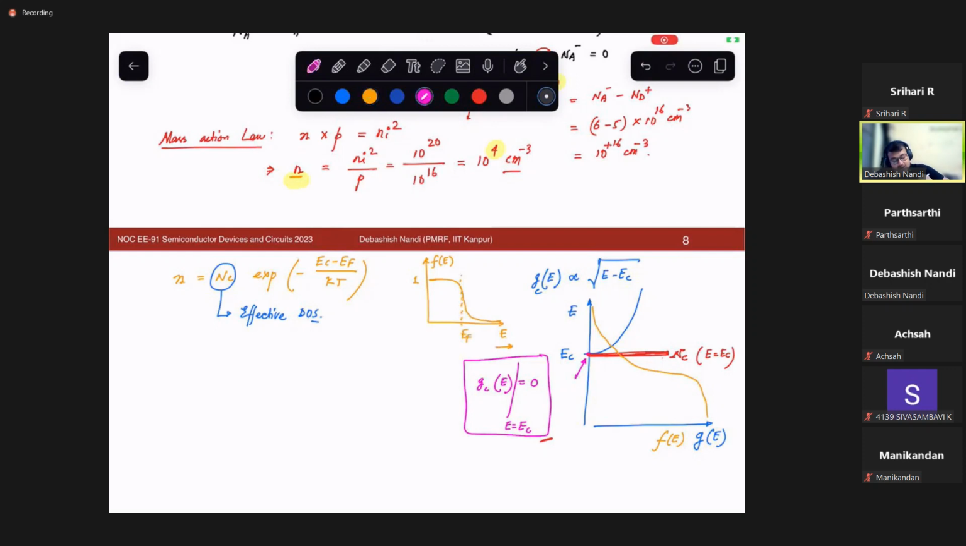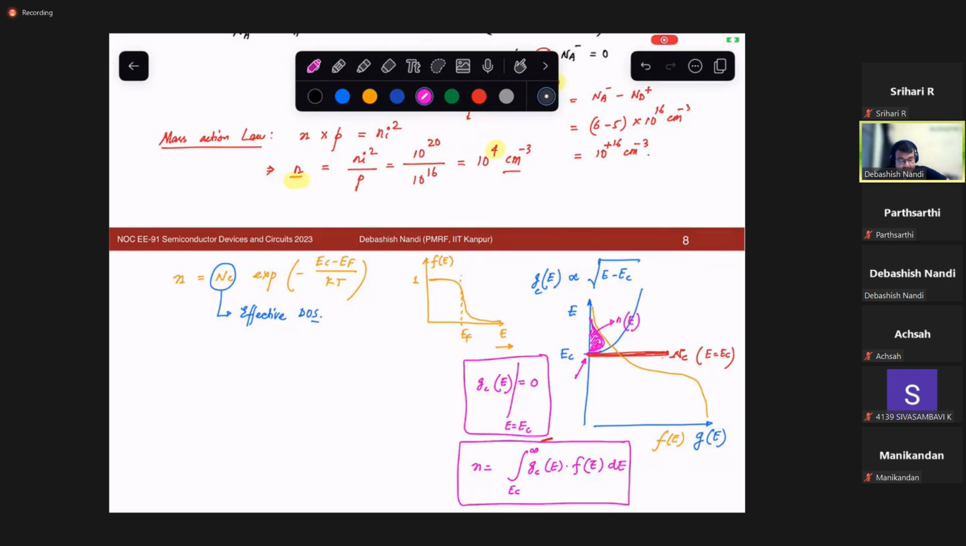So what will be your N? N is nothing but the integral from EC to infinity of GC of E multiplied by F of E dE. This is how you calculate the concentration of electrons. So if you multiply this blue curve and this orange curve, you will get something like this. This will give you the concentration as a function of E.